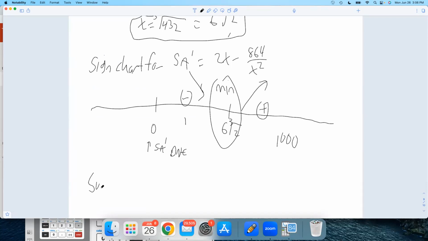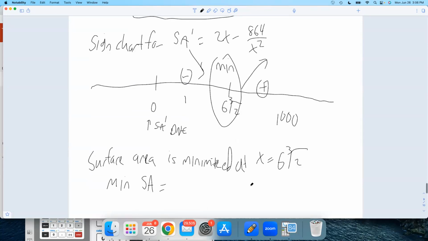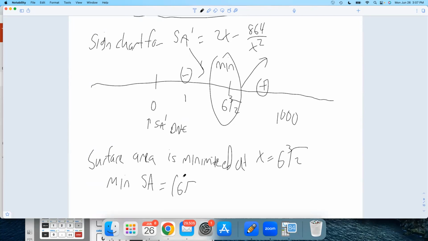So now we know the surface area is minimized at x equals 6 cube root of 2. And the minimum surface area was, well, whatever that is. So that would be 6 cube root of 2 squared plus 4 times 216 over 6 cube root of 2. So that's x squared plus 4 times 216 over x. So whatever that number is. All right, and that's a good place to stop.